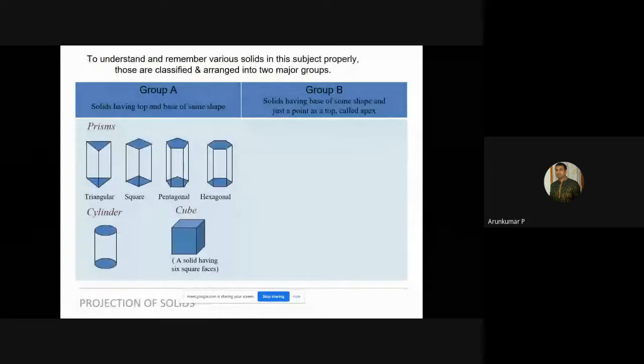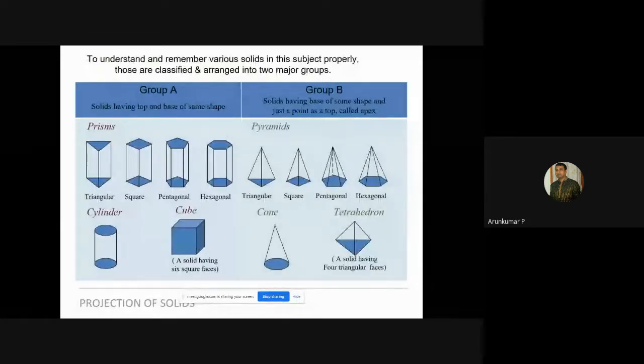So these are the solids that you will be studying in this particular unit. The triangular prism, square prism, pentagonal prism, hexagonal prism, cylinder and cube. And triangular pyramid, square pyramid, pentagonal pyramid, hexagonal pyramid, tetrahedron and cone. So roughly you can say around 12 solids.